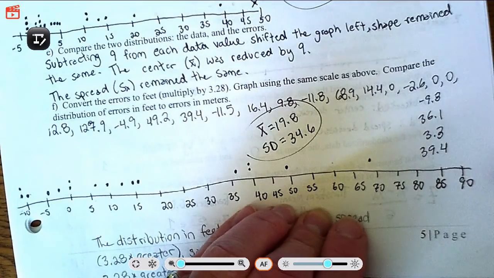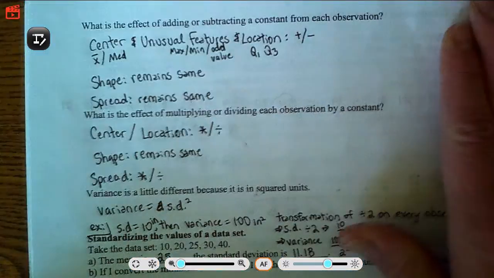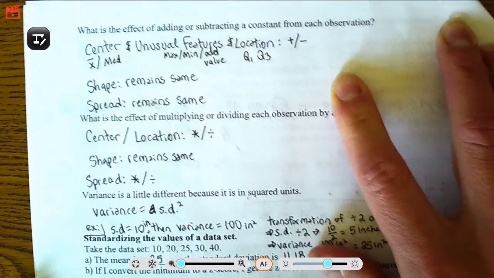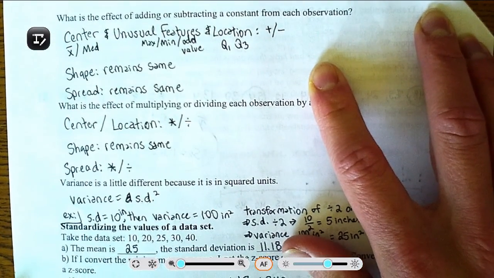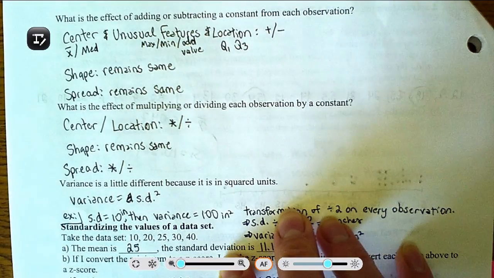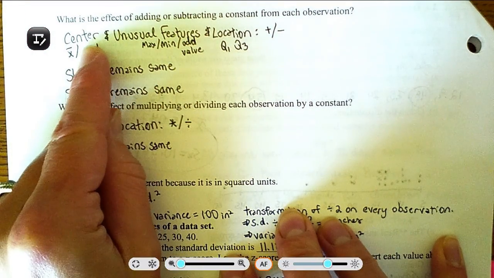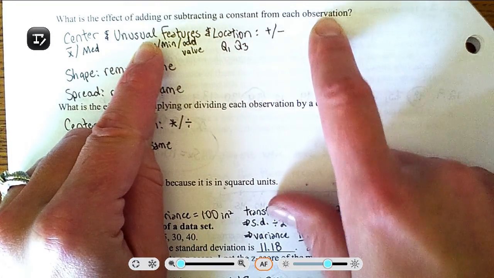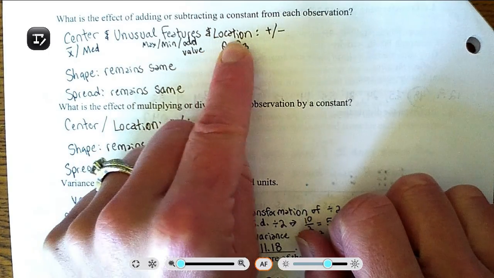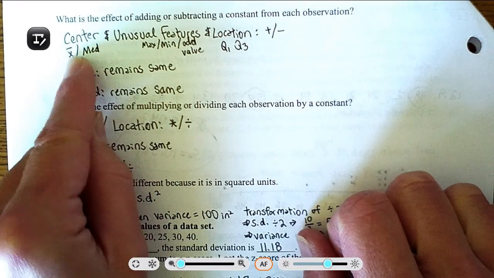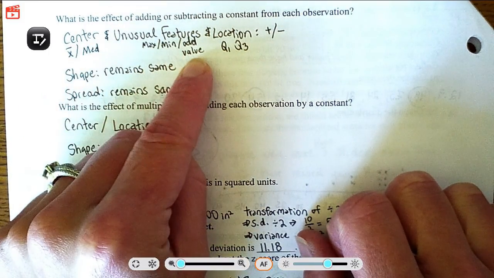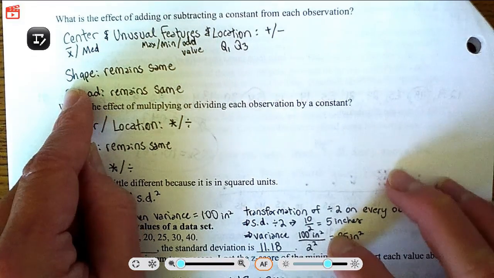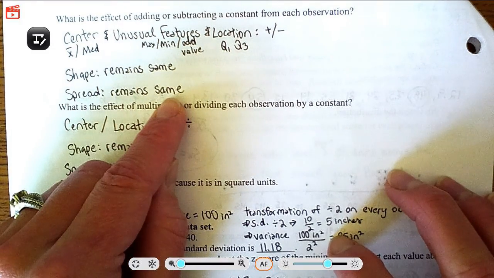Let me turn the page. What is the effect of adding or subtracting a constant from each variable? So now let's talk about generalizations. We saw that worked out step by step in a real-world context. Anytime that we add or subtract a constant to each observation, the center and unusual features and location will get added and subtracted. So x bar, median, min, max, every little value, Q1, Q3, okay? It'll get added and subtracted too. Shape remains the same and spread remains the same.